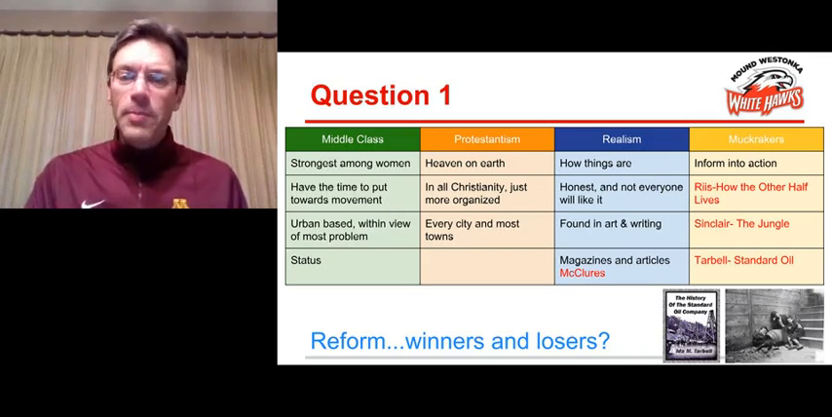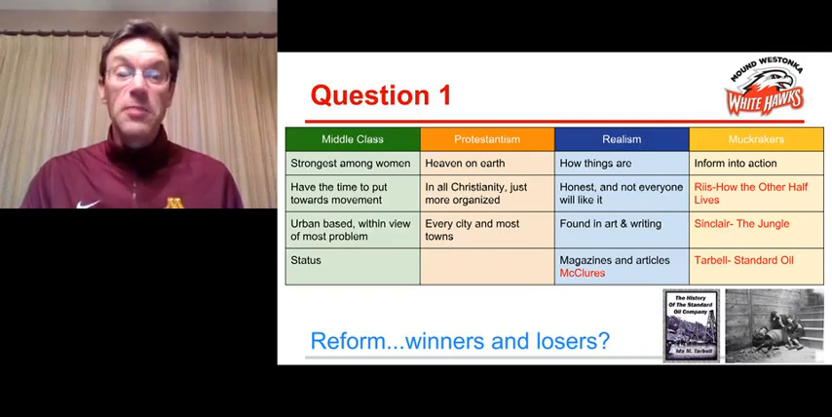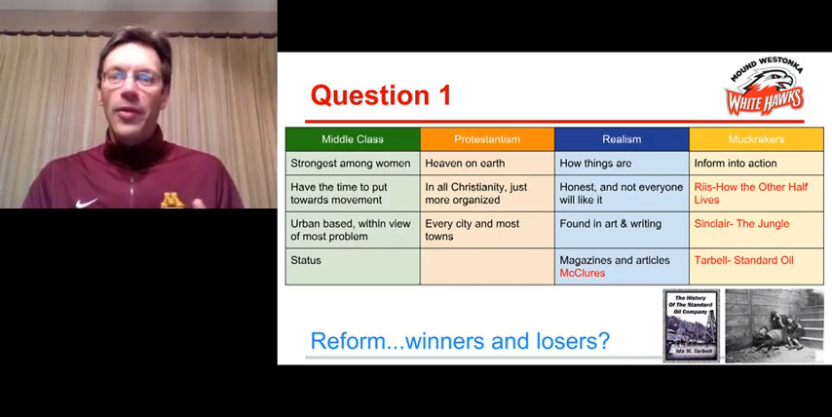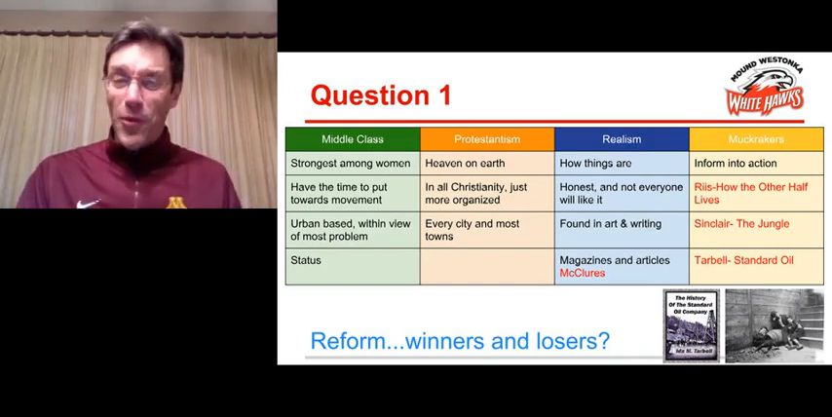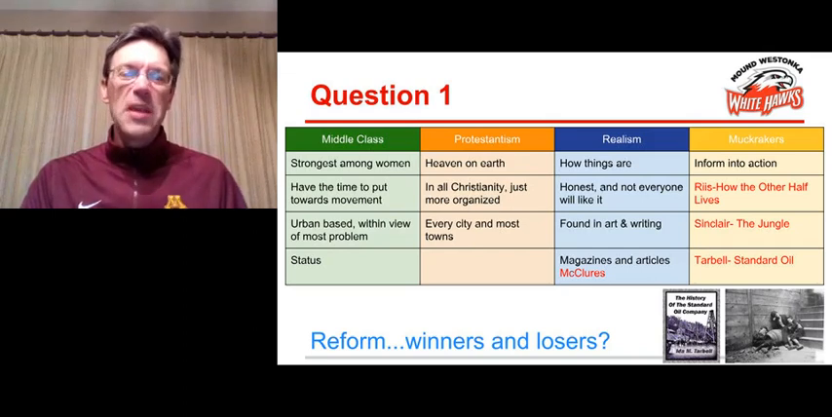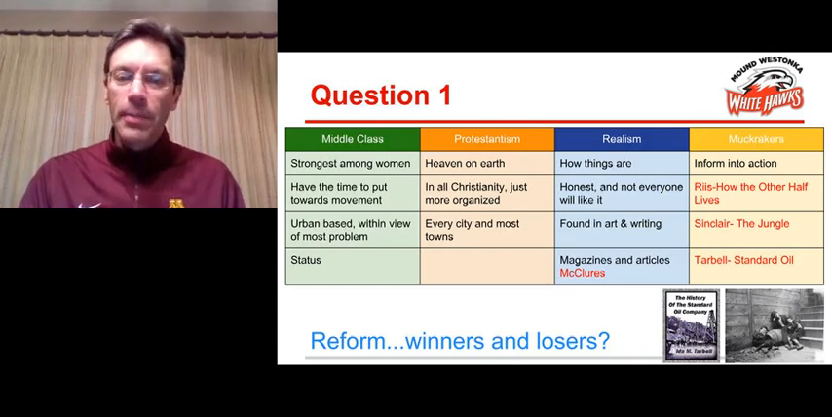So realism is based on writing about how things are, to be honest, to be upfront, to be blunt, to grab people's attention. We think of a YouTube video that makes people go, oh my gosh. Well, that's essentially what they're doing in a form of writing. It was found particularly in art as well as in writing. And you had magazines that were based on this idea of telling people the way it really was and not hiding anything. McClure's magazine was a good example of that.